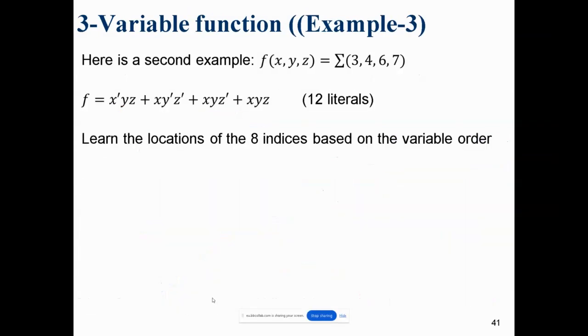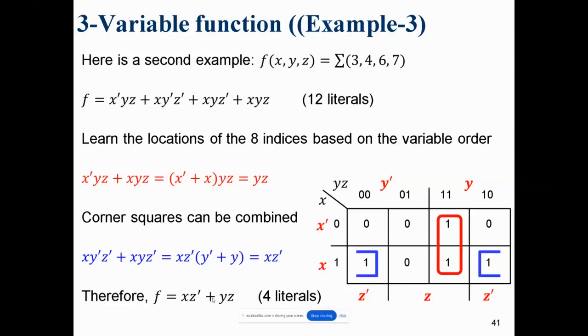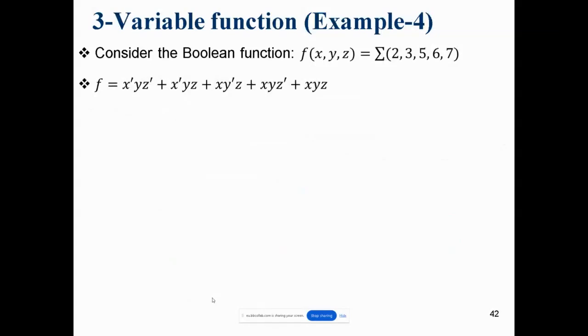Now we have a 3 variable function, and another example of the same thing. Learn the locations. Again, corner squares can be combined. We can also combine corner squares. Now if you look at the red circle, which method are we solving it with? The Karnaugh map, and this one the Boolean expression. Now you are combining these two, and we have reduced to this.